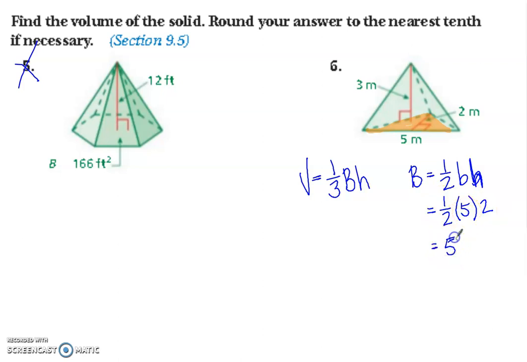Alright, now I've got the area of my base, which is the orange triangle, and I'm going to use the formula, evaluate. 1/3 the area of the base times the height of the pyramid. Now this has the same thing. 1/3 of 3 is 1. 3 times 1/3 is 1, and 1 times 5 is 5. So that's 5 cubic meters.